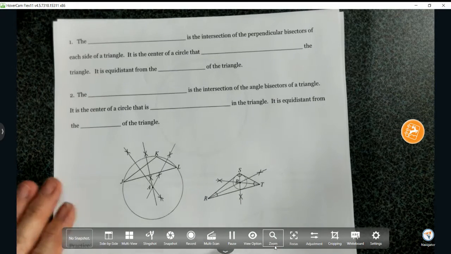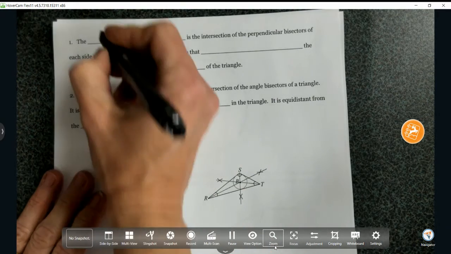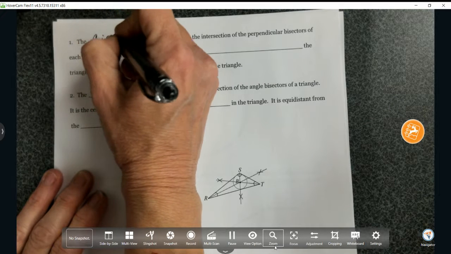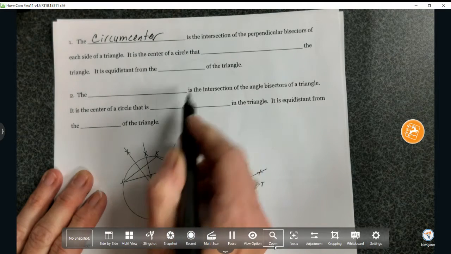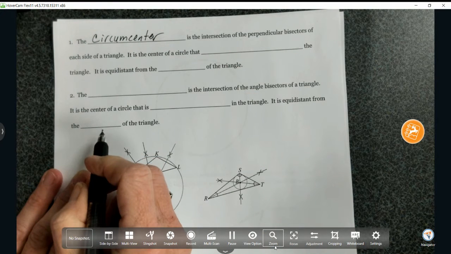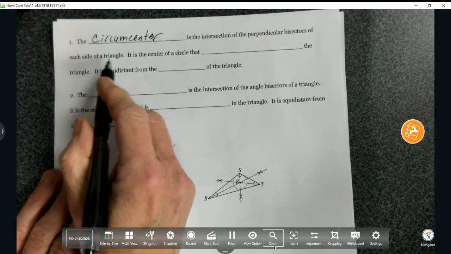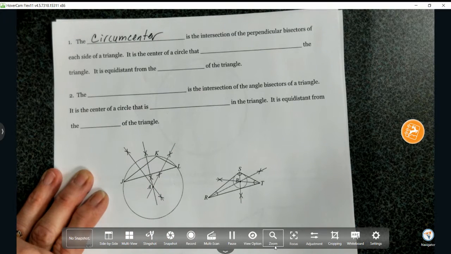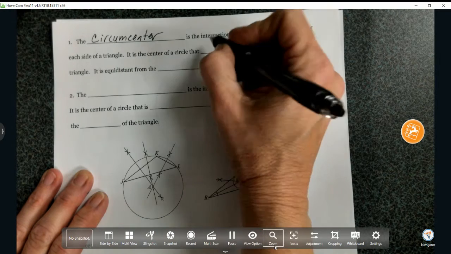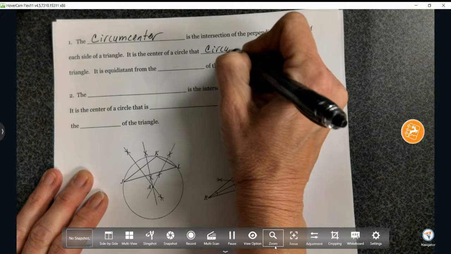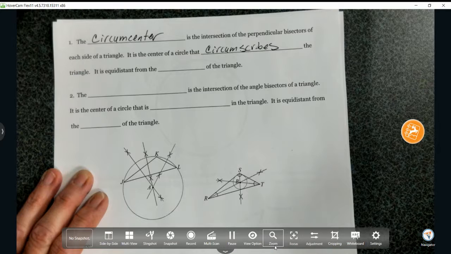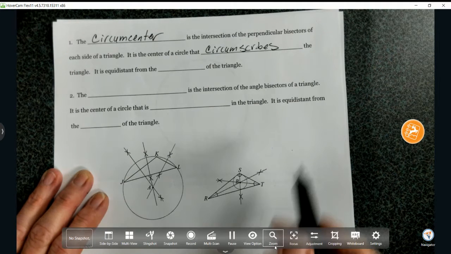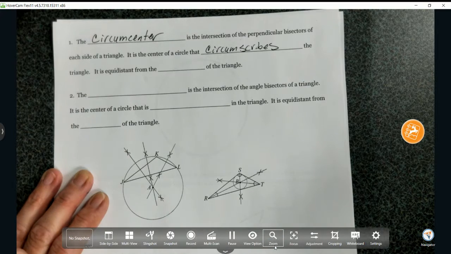So filling in the blanks. The first one we said was the circumcenter. That's the intersection of the perpendicular bisectors of each side of a triangle. It's also the center of a circle that circumscribes the triangle. That means the triangle is inside the circle. The circle is around it, and it hits all three vertices.